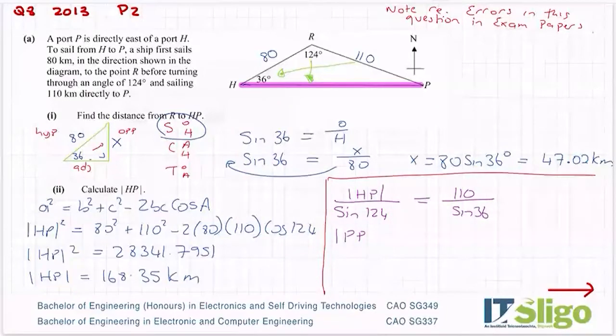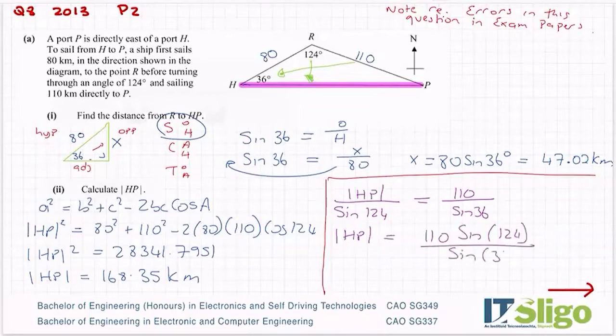Cross multiply, so HB is equal to 110 sine of 124 degrees over sine 36 degrees. Hit the fraction button, over sine 36. Okay, and I got 155.148, so I round that to 2 decimal places, kilometers.